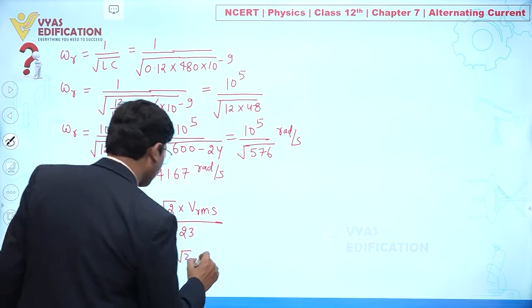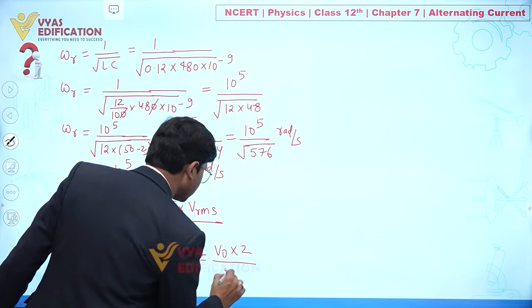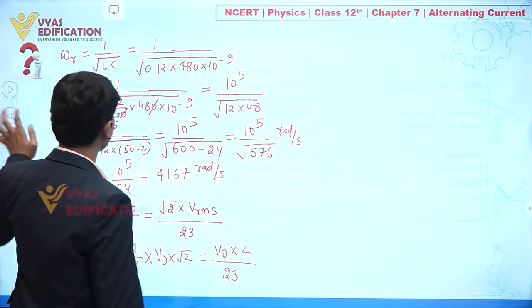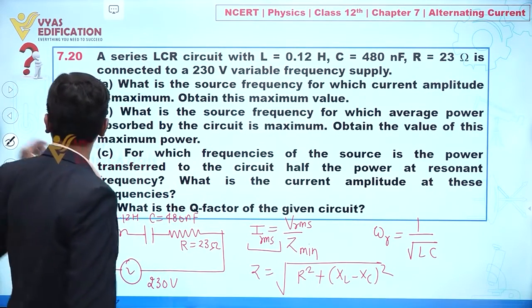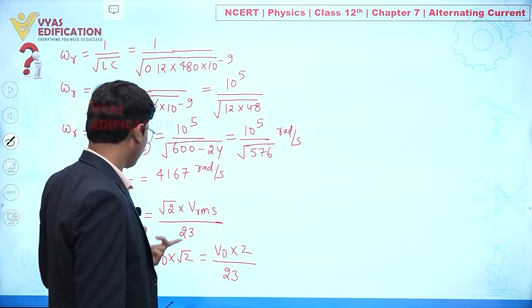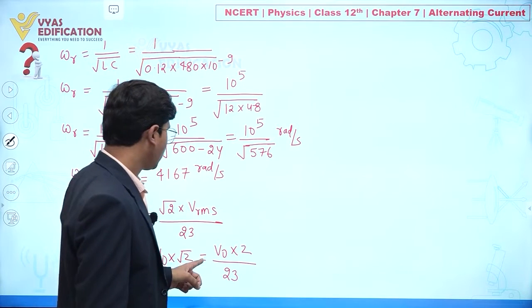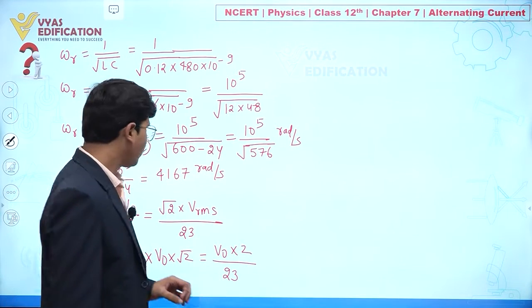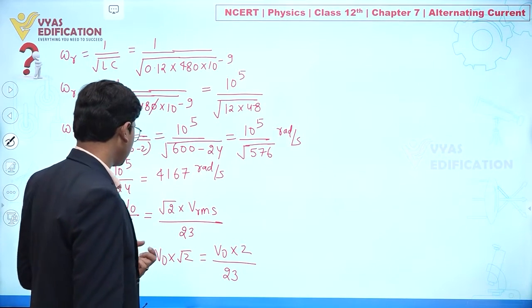Now we can write V naught multiplied by 2 divided by 23. What is the value of V naught? Vrms is equal to V naught into root 2, so V naught into 2 divided by 23. You know this is Vrms.